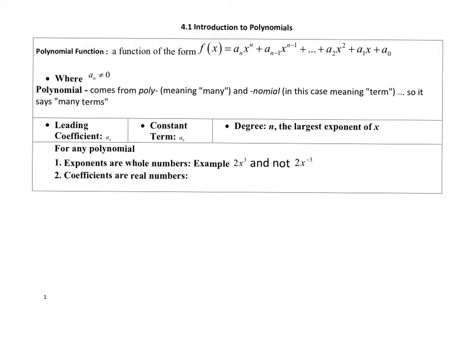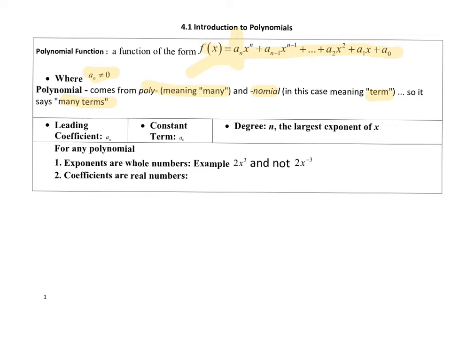In this lesson, we are looking at the introduction to polynomials, and in this introduction, we are going to look at the vocabulary we are going to be using in this unit. So a polynomial function is of this form, and the leading coefficient, see this is the leading coefficient here, it cannot be 0. And polynomial comes from poly, which means many, and nomial, which means term. So it means many terms.